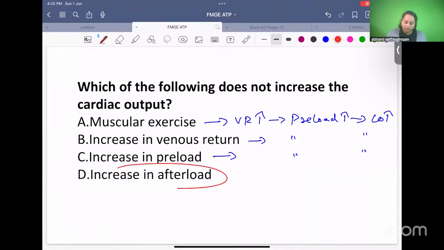Good, Ranjan. Afterload, because afterload is inversely proportional to stroke volume. The more the afterload, the less the stroke volume and cardiac output. So this is increase in afterload. This alone is inversely related.